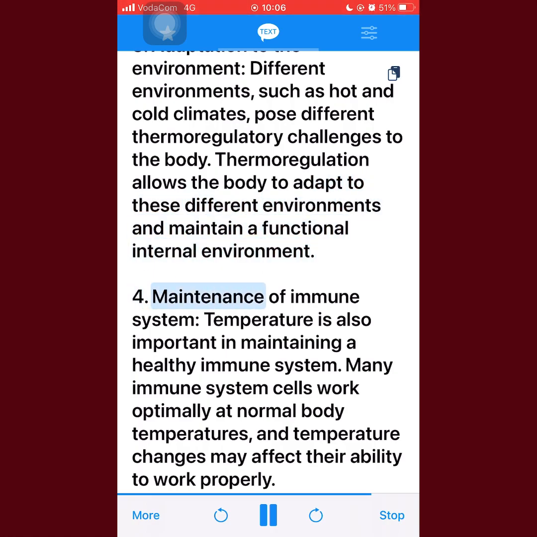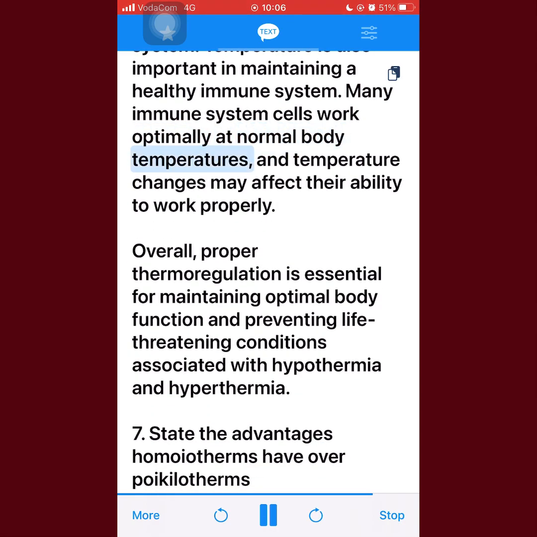4. Maintenance of immune system. Temperature is also important in maintaining a healthy immune system. Many immune system cells work optimally at normal body temperatures, and temperature changes may affect their ability to work properly. Overall, proper thermoregulation is essential for maintaining optimal body function and preventing life-threatening conditions associated with hypothermia and hyperthermia.